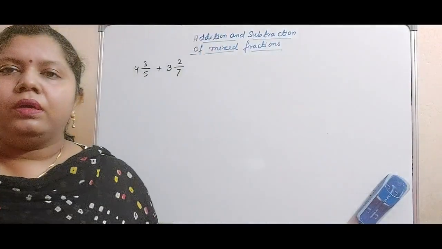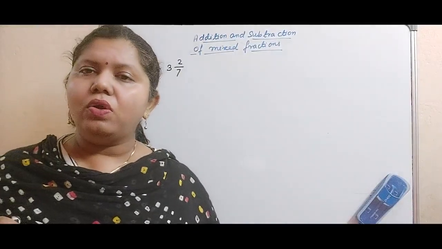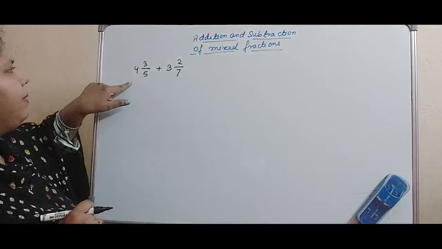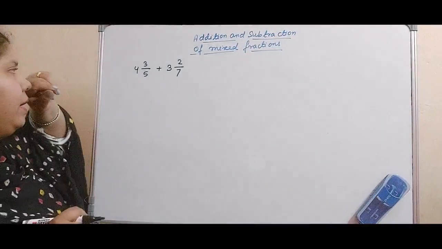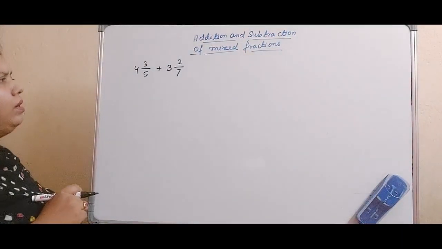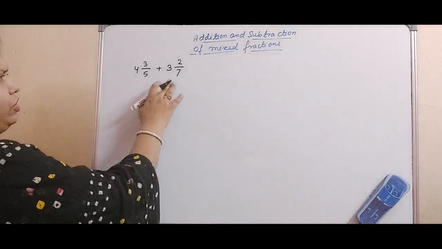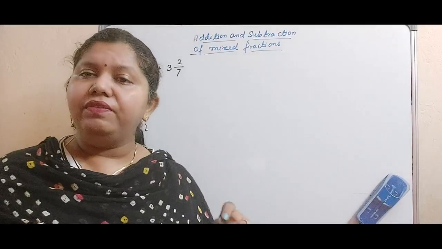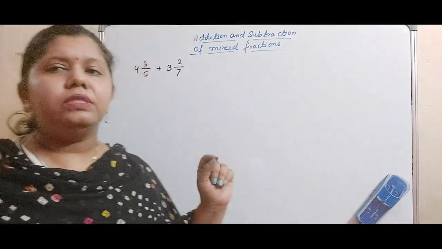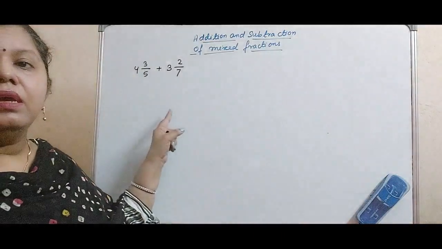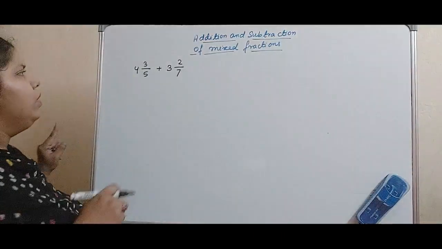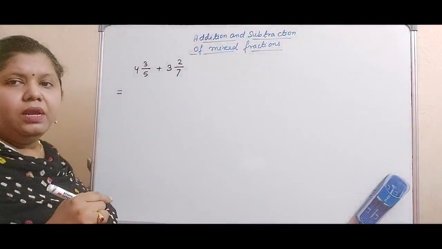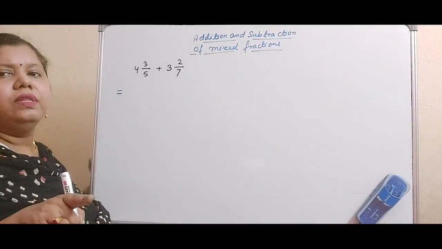Now we will solve addition and subtraction of mixed fractions. Okay. Let us take an example here: 4 3 by 5 plus 3 2 by 7. As you can see in this, first of all we have to change into improper fractions. Actually there are two methods to solve mixed fractions. I will tell you the two methods here. First we will solve with the first method, that is the normal method. What we do is convert each of these fractions into the improper form, then we do the addition, and after that we will again convert the result into mixed form.